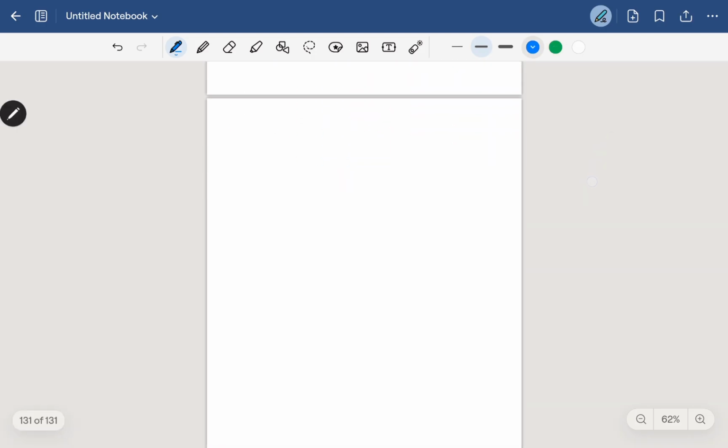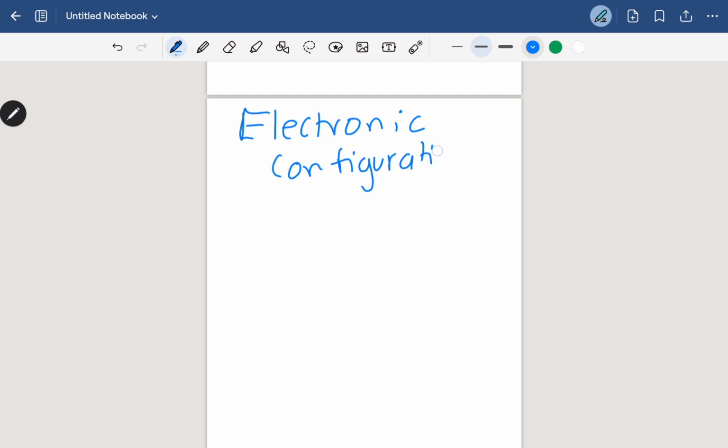Okay, so we move on to a new page. Now we move on to something really nice, which is called electronic configuration. Okay, now what about electronic configuration? There are many ways to do the electronic configuration. So I'm gonna start with the electronic configuration for the atomic numbers from 1 all the way until 20.